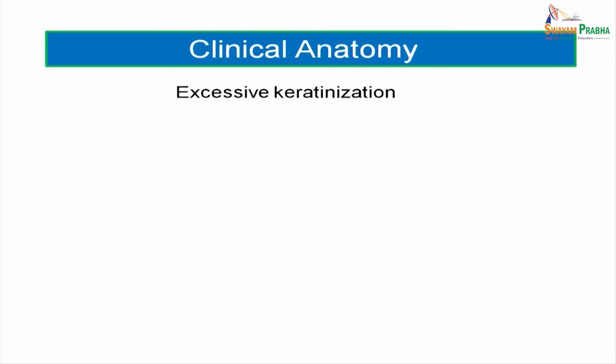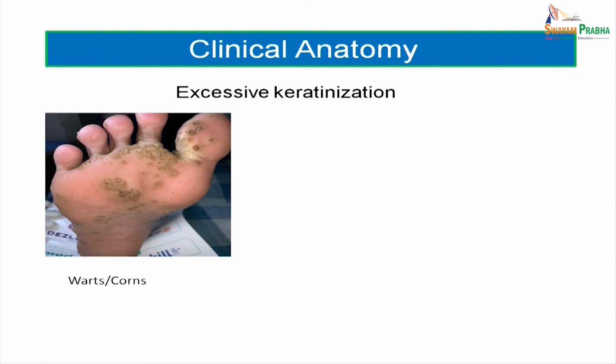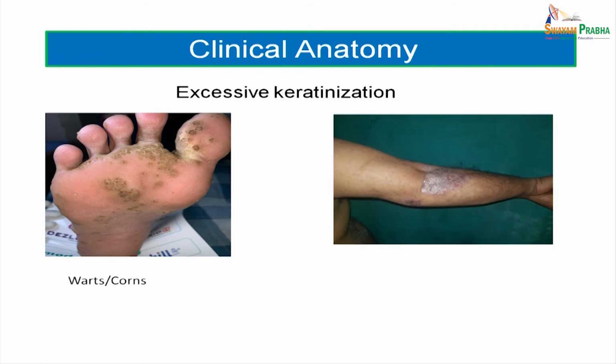The next clinical entity we can talk about is excessive keratinization. We were talking about psoriasis, where there is excessive production of keratin associated with an excessive epidermal turnover rate. Everything is in excess: the cells are produced in excess, even the keratin filaments are produced in excess. These conditions can present as warts, corns or psoriasis, which is very common in the elbow regions, the back of the neck, the upper back or the scalp. Wherever there is more friction, the chances of psoriasis are higher. In all these conditions, there is excessive keratinization, that is, overproduction or turnover of cells and overproduction of keratin.